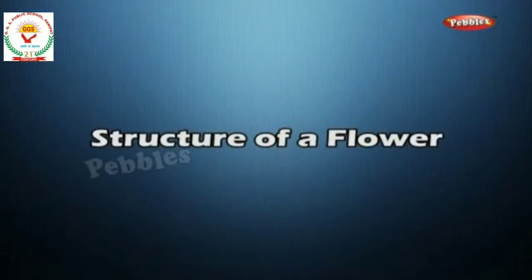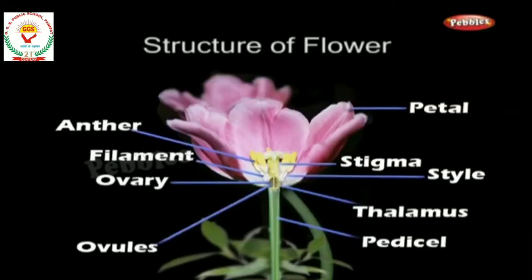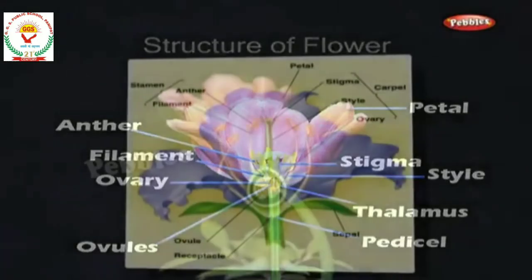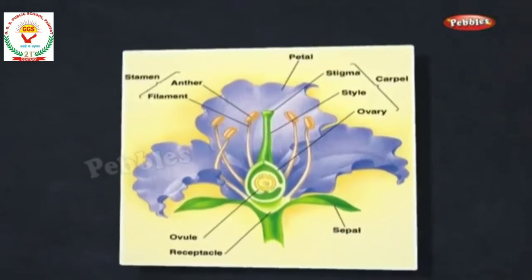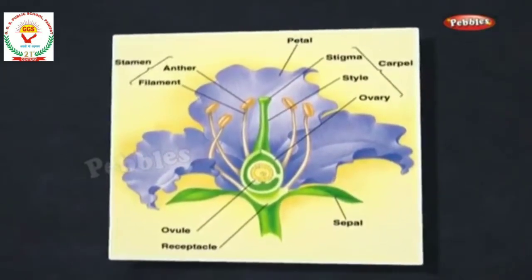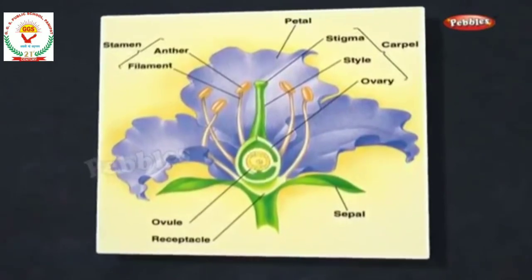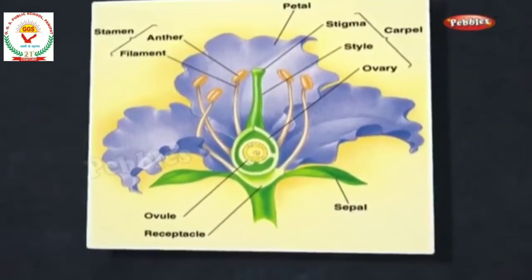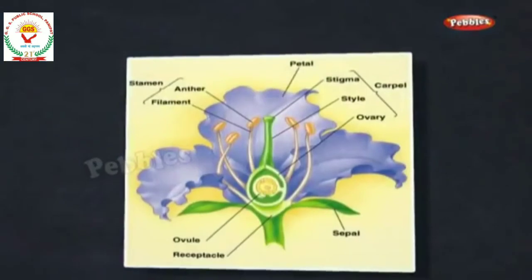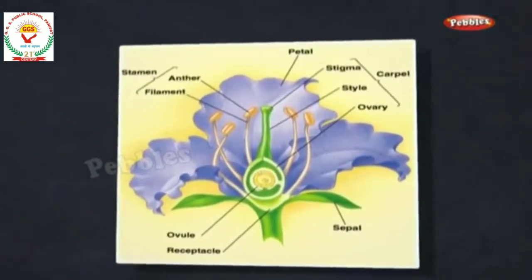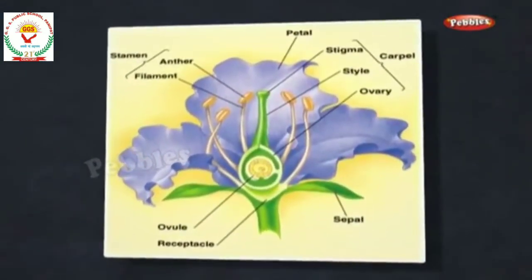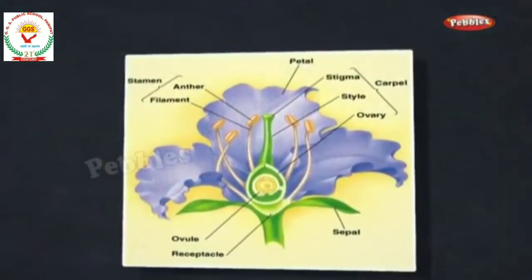Structure of a flower. Flowers vary in many ways. Most flowers have the same basic structure. A typical flower has a stalk called a pedicel, which joins it to the stem. The uppermost part of the pedicel is wider and is known as the thalamus. On the top of the thalamus, the different parts of the flower are arranged in rings or whorls. The outermost whorl consists of green leaf-like structures called sepals. These protect the flower when it is still a bud.